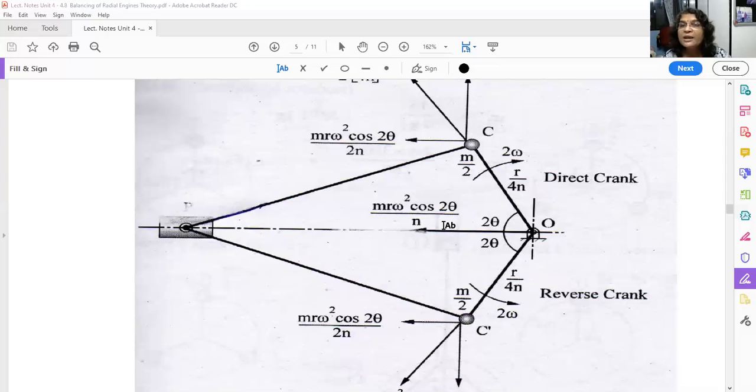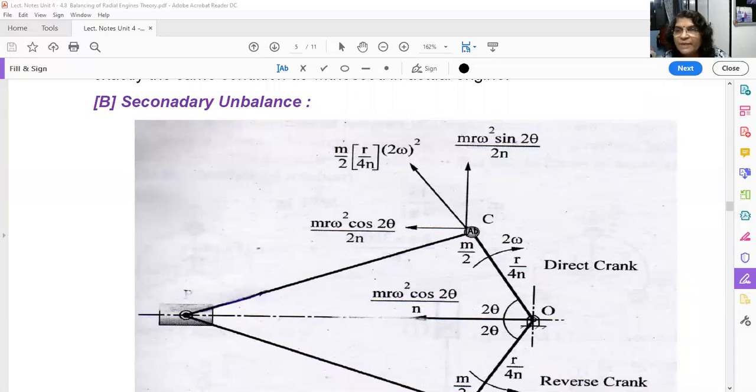Okay. So again, we have to imagine that m by 2 mass is placed here and m by 2 mass is placed here, that is the direct and reverse crank. So what will be the force generated by this m by 2 mass? Mass is m by 2, radius is r upon 4n and speed is 2 omega, whole square. If we simplify it, this 4 will cancel with this 4. So what is remaining? Mr omega square upon 2n. Okay, this is the force.